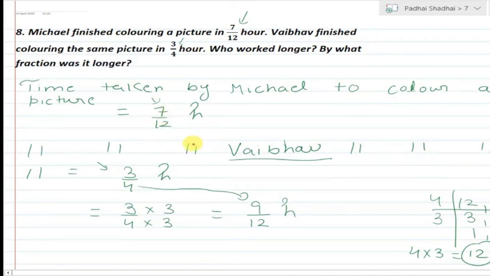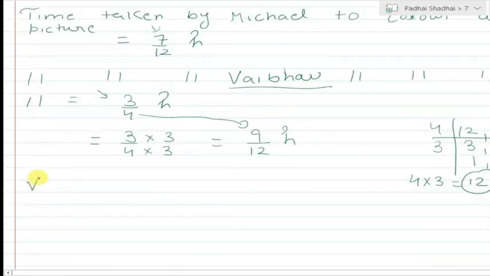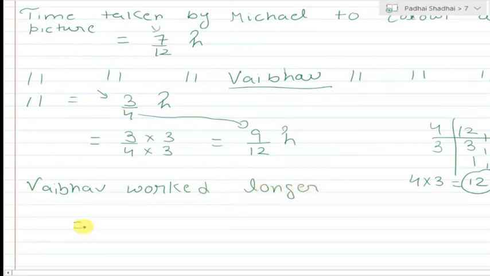So Vaibhav has worked for a longer period of time. And by what fraction, we also have to find out. So we will have to subtract the time taken by Vaibhav and the time taken by Michael. Vaibhav worked longer. Okay, so now by what fraction? So we have to just subtract it. 9 by 12 minus 7 by 12.